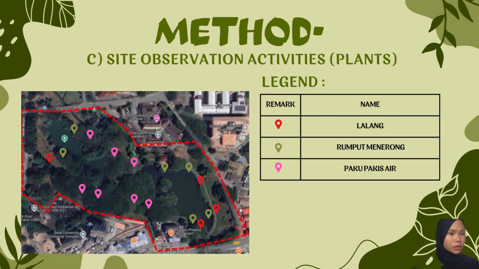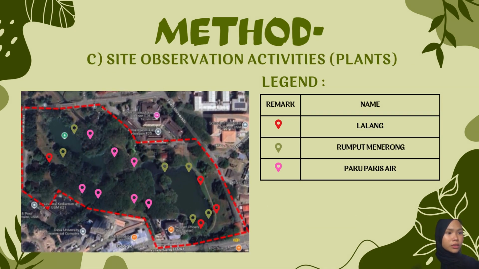Also, for the plants, lalang is represented by the red marker, rumput menerung shown with the green marker, and paku pakis identified by the pink marker.